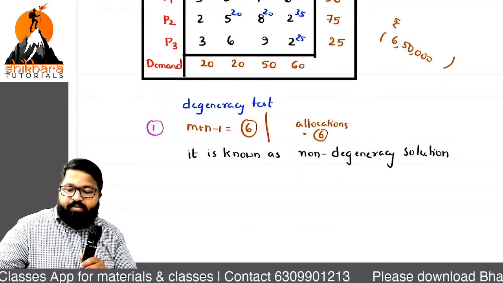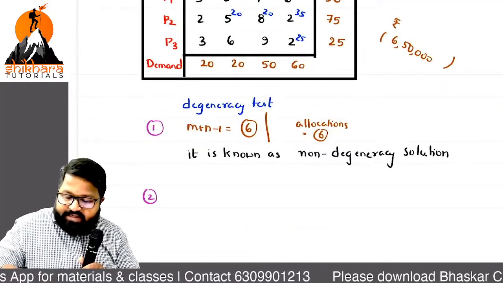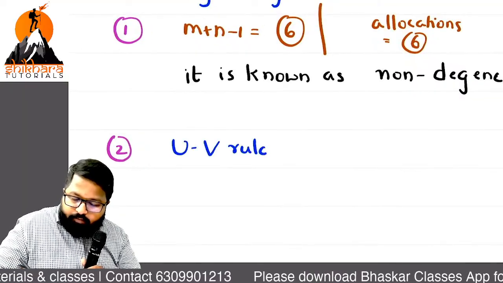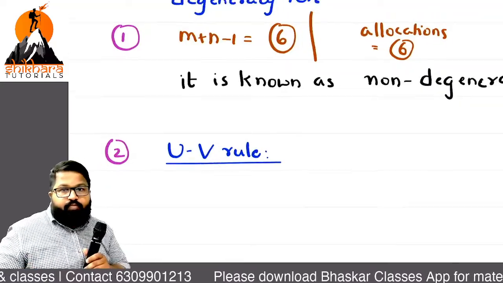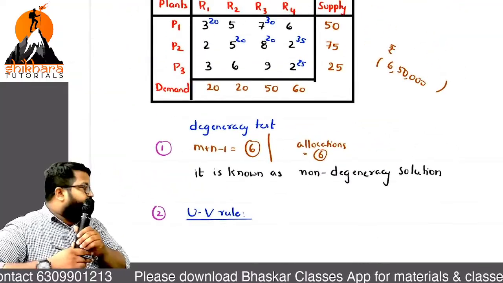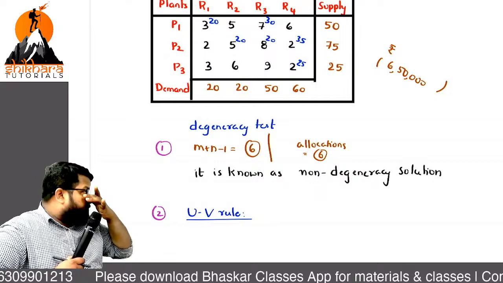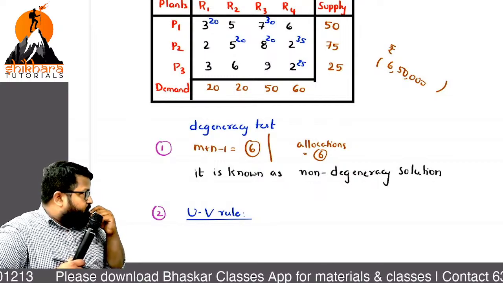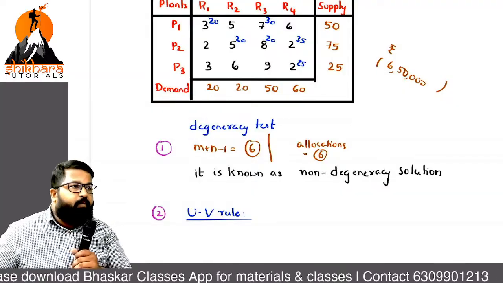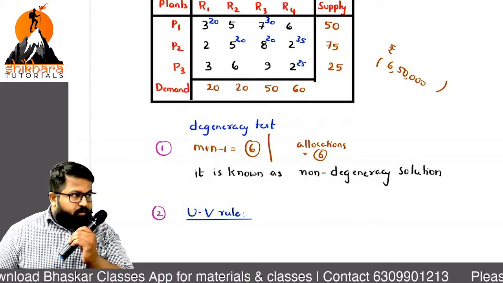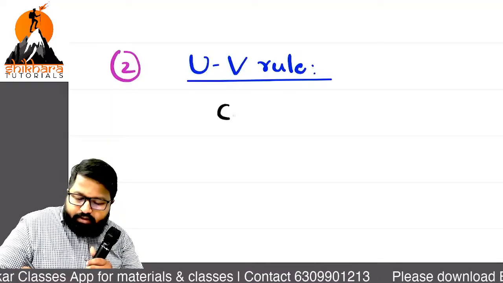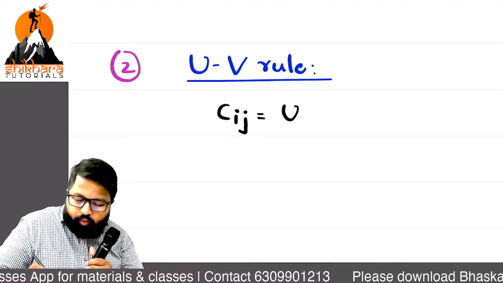Sir, what is the second test, ma? The second test is nothing but the UV rule. In the case of the UV rule, what is the basic important part? Cij is equal to Ui plus Vj.